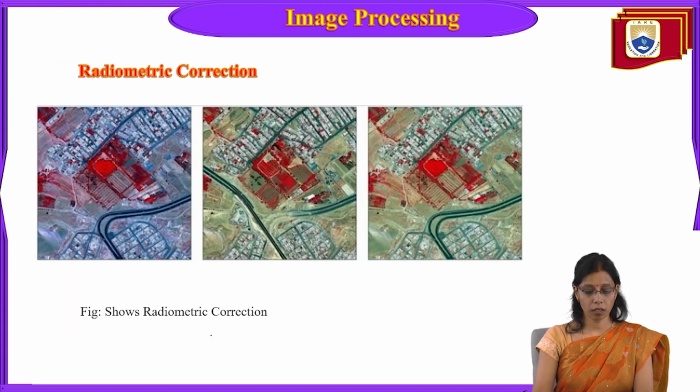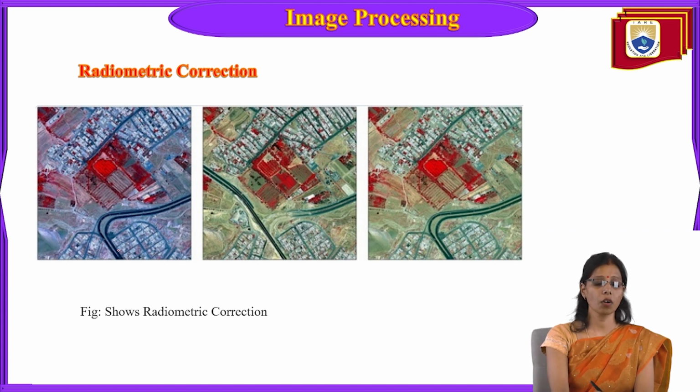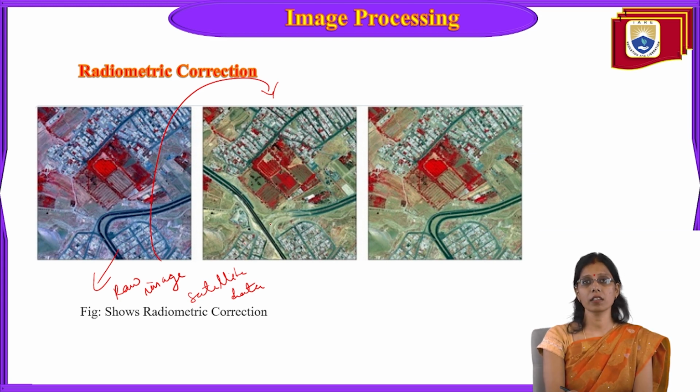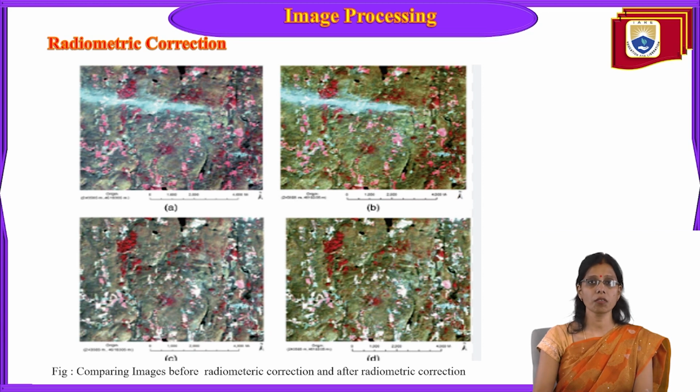Next, there is one more image here which shows the radiometric correction again. This is the raw image taken by the satellite. When this raw image is radiometrically corrected, the atmospheric obstacles such as scattering and absorption are removed, and the final image will look like this. This is how the radiometric correction is done. One more image you can see here compares images before radiometric correction and after radiometric correction. So A, B, C, D.